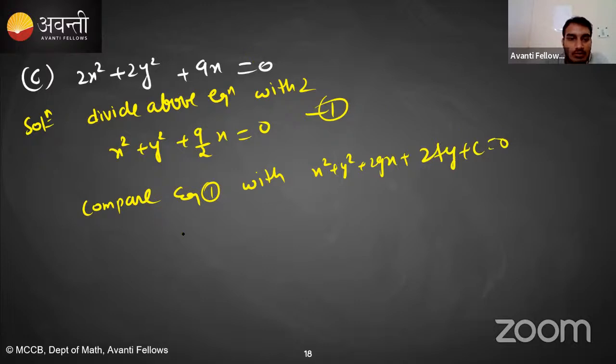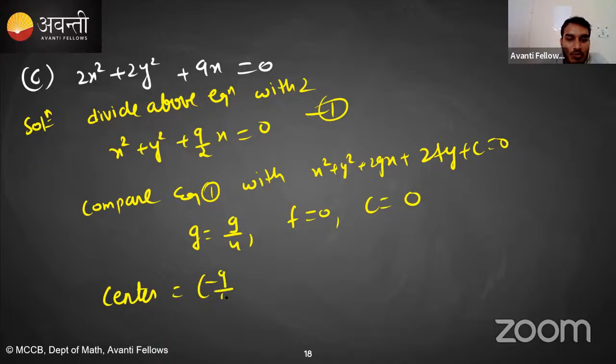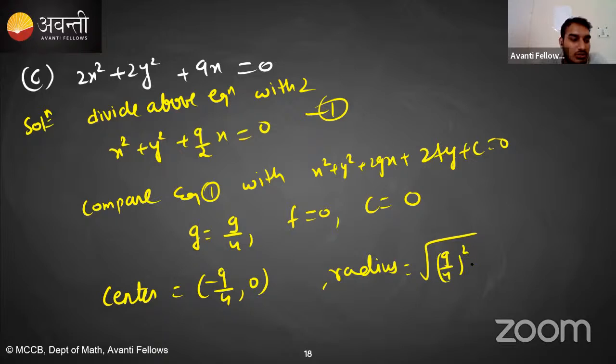Yes, very good. So what you are getting? G is nothing but 9/4. What is f? F is half of the coefficient of y, but here there is none, so f is 0. C is again 0, there is no constant term. So center is minus g comma minus f. So minus 9/4 comma 0. Radius is under root of 9/4 whole square plus 0 square plus 0 square, which is 9/4. That's it.